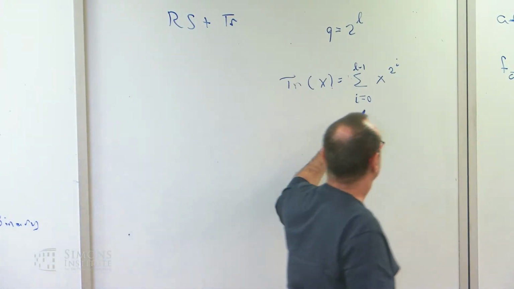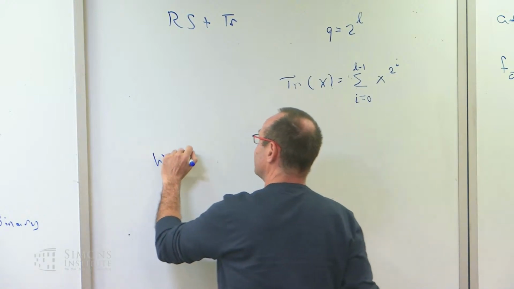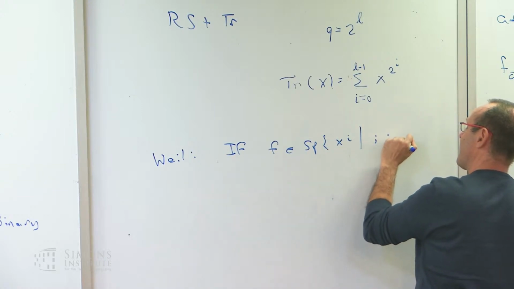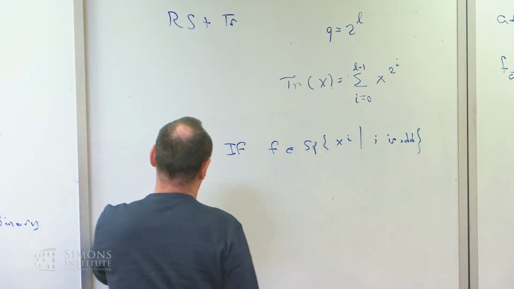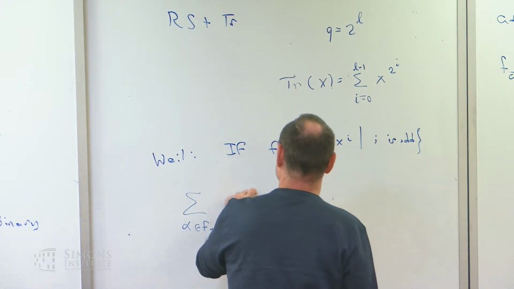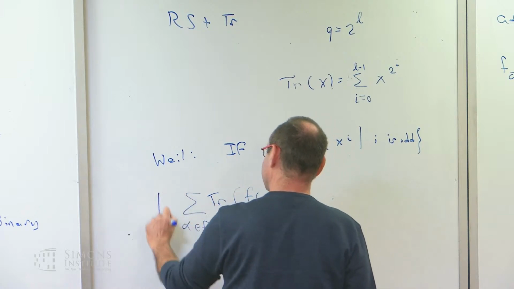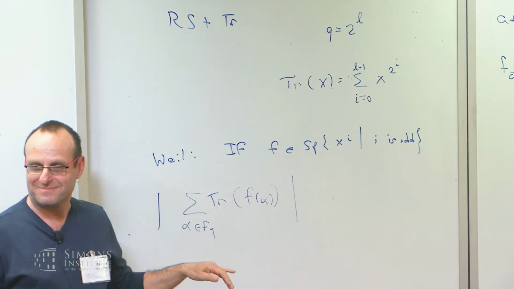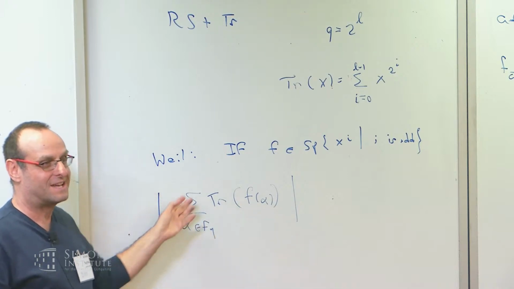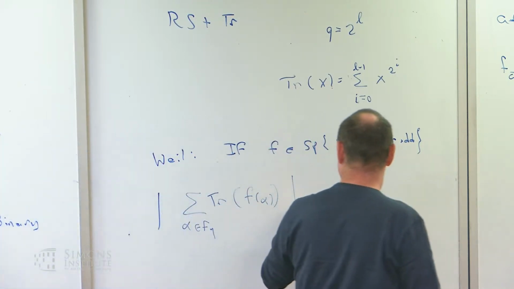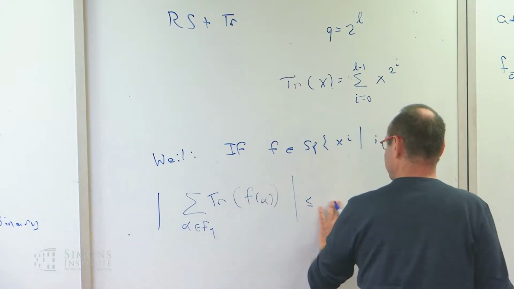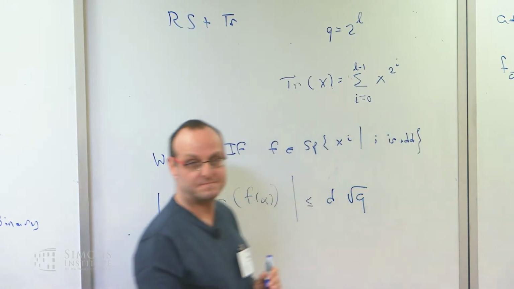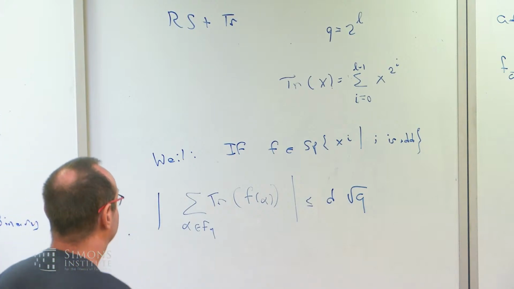In particular, there is another Weil bound: if f belongs to the span of x to the i, where i is odd, then the sum over elements alpha in F_q of the trace of f of alpha, taking the trace to give 1 and minus 1 instead of 0 and 1, the difference between the number of ones and the number of zeros is at most, formally this is false, but you understand, d times square root q, where d is the degree of f.